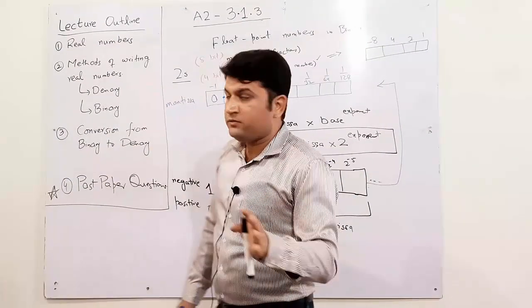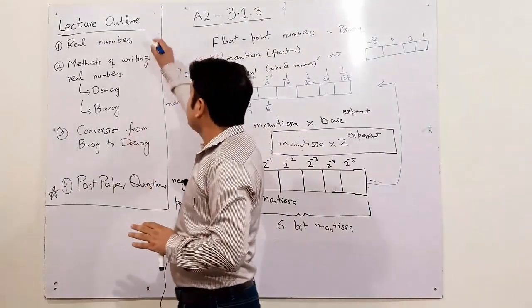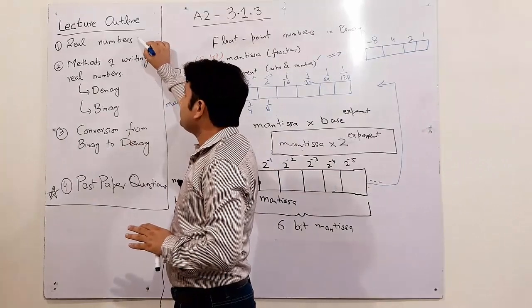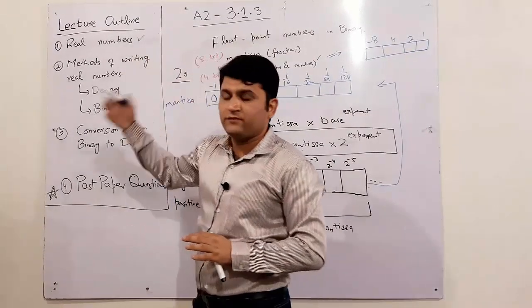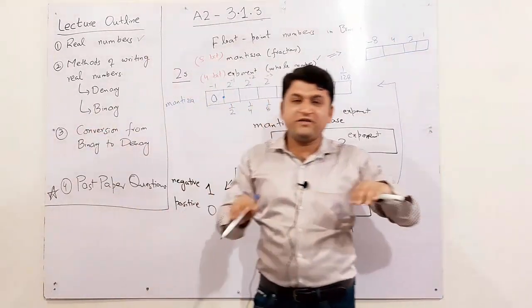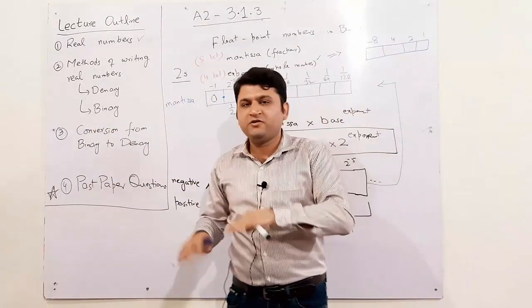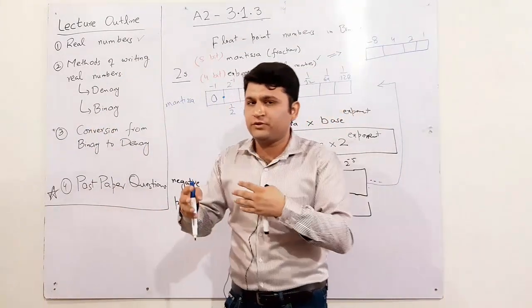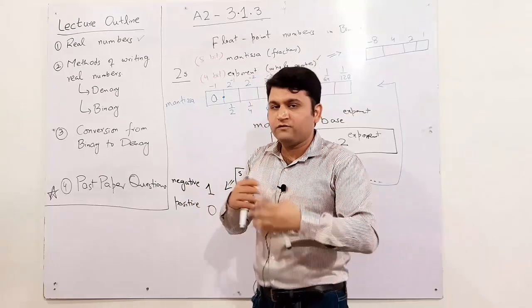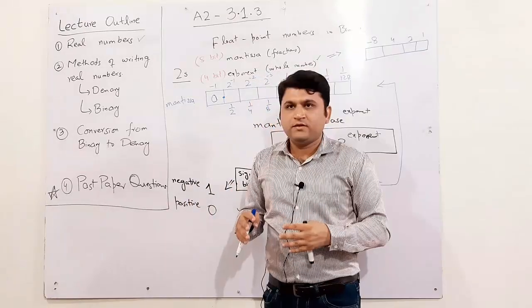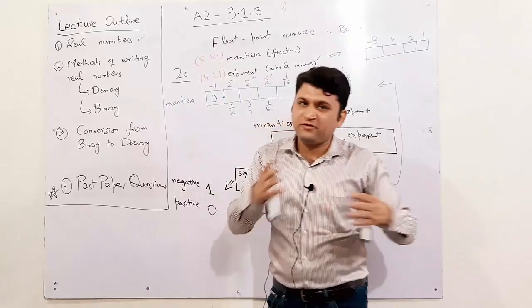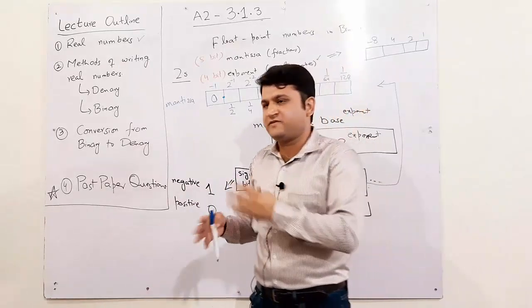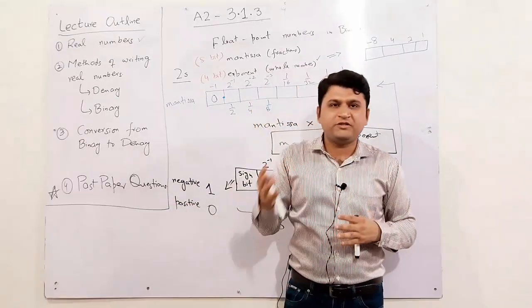So up till now we have learned about real numbers, which are also known as floating point numbers, because we can float the point leftward or rightward. While moving the point leftward, we'll be increasing the exponent, while moving the point rightward, we'll be decreasing the exponent. And in this manner, we can float the point. Therefore, real numbers are known as floating point numbers.